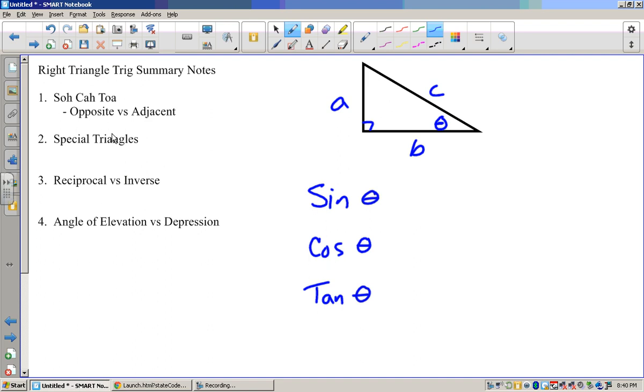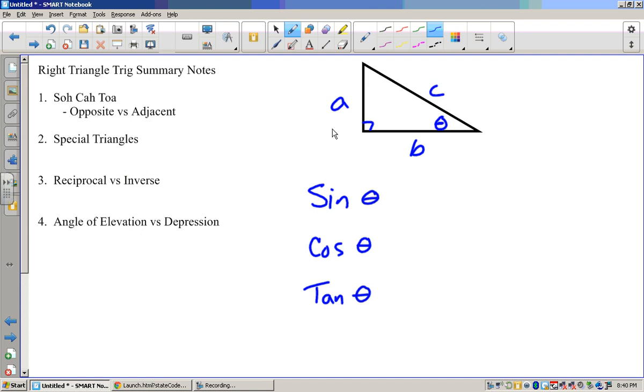The way you remember opposite versus adjacent is that the opposite side is the part that does not form the angle. The adjacent side forms the angle. You probably want to write that down in your notes. Let me say it again: the opposite side does not form the angle. The adjacent side forms the angle.